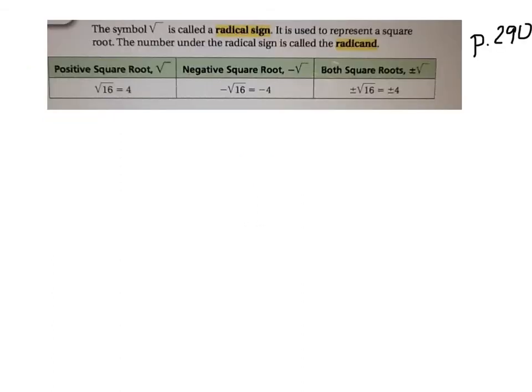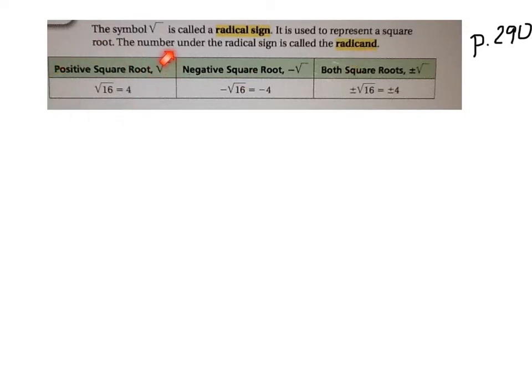Now this chart is on page 290 in the 8th grade book, but it's also something you can write down in your notes if you wanted to. Right off the bat, it starts talking about 2 more vocab words. The square root symbol is actually called the radical sign. It is used to represent a square root. The number under the radical sign is called the radicand.